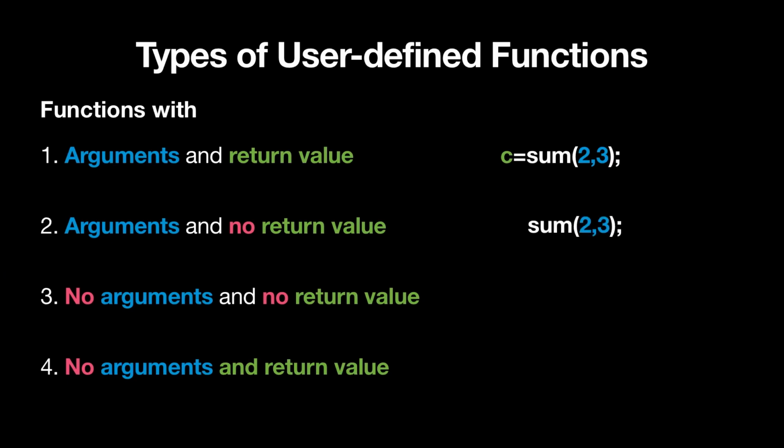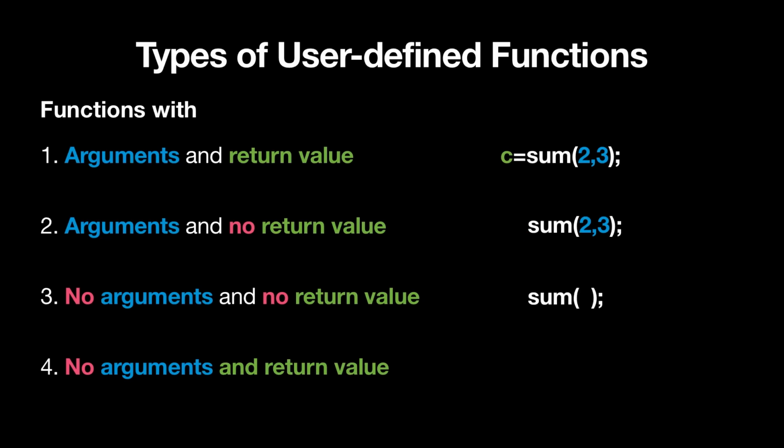For the second type, that is functions with arguments, again we know that in the function call, within the brackets you will find the actual arguments, and if there is no return value, no value is coming back, so you don't need to use it or you don't require a variable to store it.